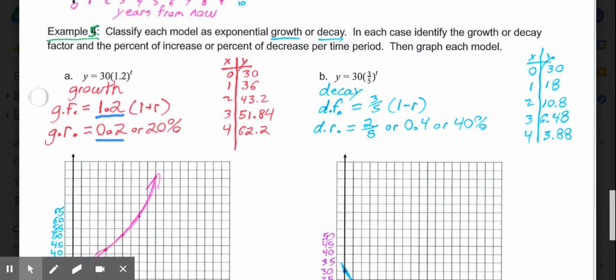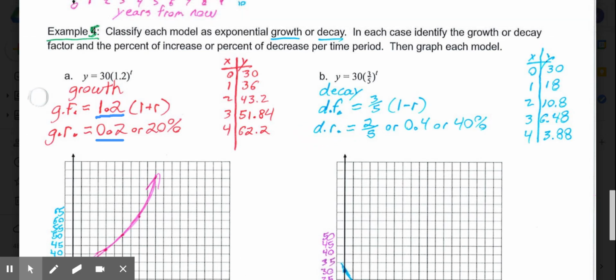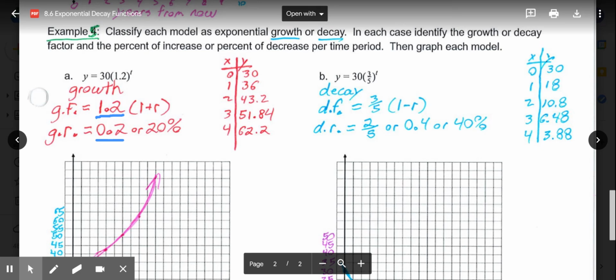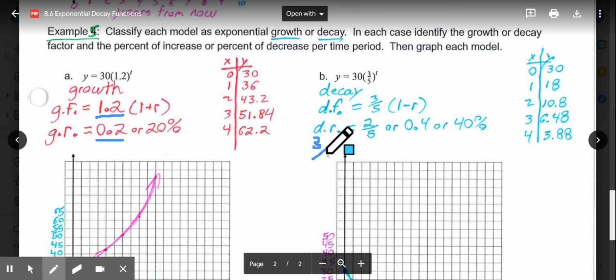In the decay problem, again, we know it's decay because what's in the parentheses is less than 1. Our decay factor is simply what's in the parentheses, 3/5. And the way that we figure that out is 1 minus r. So to figure out the decrease rate, it's a similar concept to what we did over here. We would want to take 3/5, which is our decay factor, and set that equal to 1 minus r.